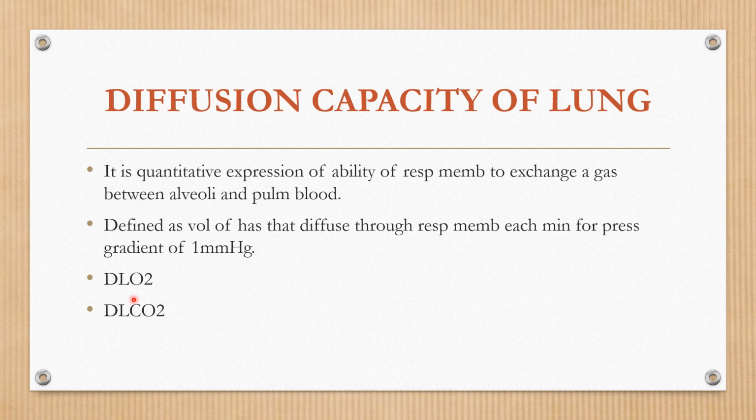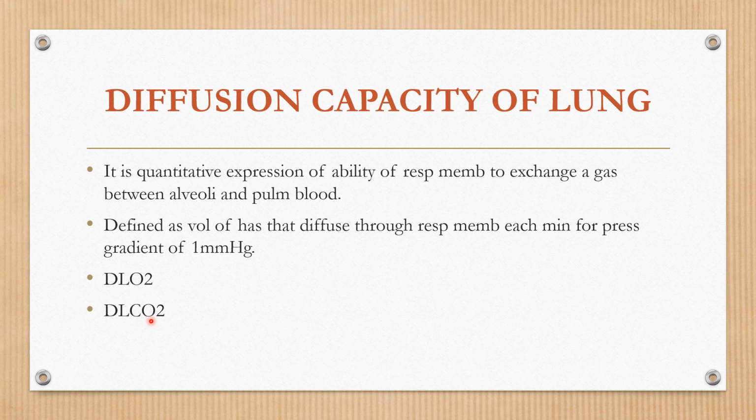And then DLO2, what is this? It is the diffusion capacity of lungs for oxygen. At rest, the DLO2 is about 20 to 25 ml per minute per mmHg. During exercise, this diffusion capacity may increase up to 65 ml per minute per mmHg. This is due to the increase in surface area of the respiratory membrane and also improvement in ventilation perfusion ratio during exercise.